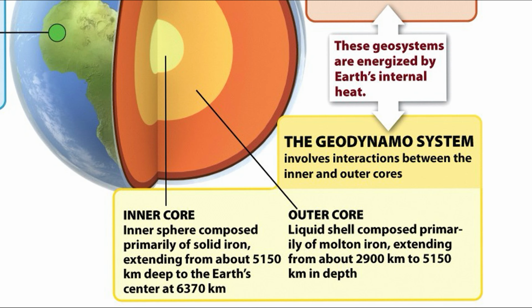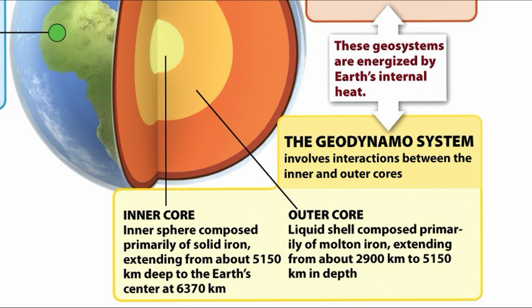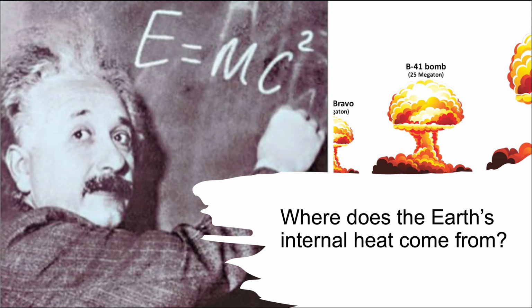Now this brings us to the geodynamo system. This is the interactions between the inner and outer cores. The inner core consists of a sphere composed primarily of solid iron, extending from about 5,150 kilometers depth to the Earth's center at around 6,370 kilometers depth. The outer core is a liquid shell composed primarily of molten iron, extending from a depth of about 2,900 kilometers to 5,150 kilometers. So where's all this heat coming from?